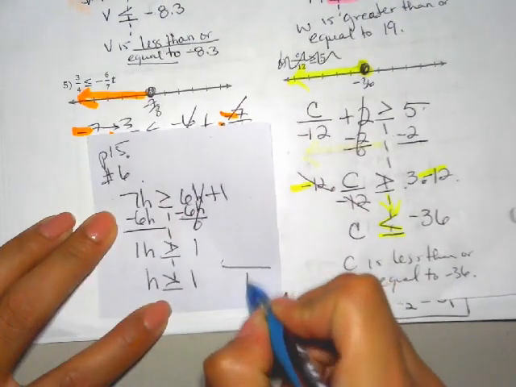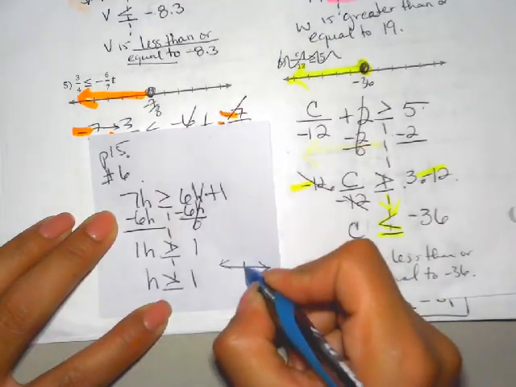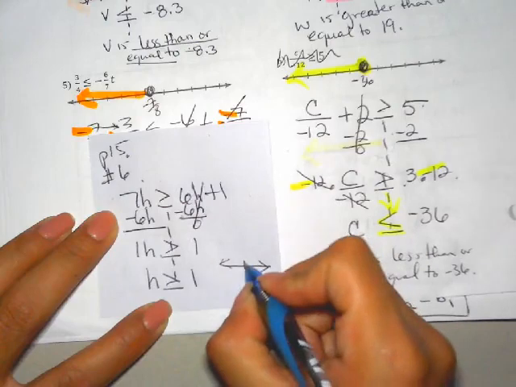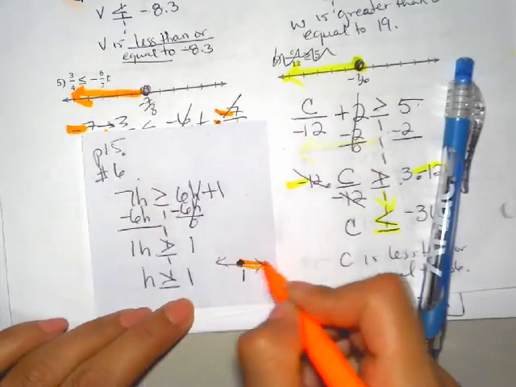So go ahead and put a 1 on your number line. It is equal to, so is it going to be open or closed? Closed, and we're going to shade to the right. Greater than is always to the right.